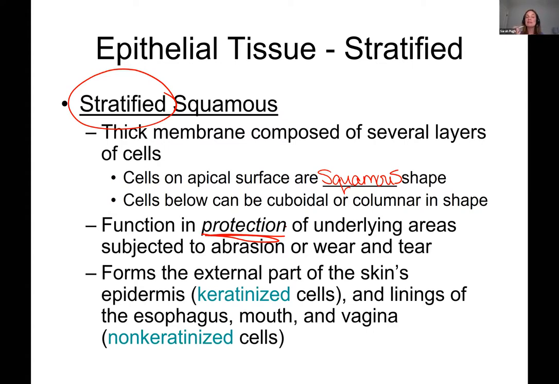And so it is so important. You know, we eat hot food. We eat food that can really abrade the lining of our mouth. So we have to have a stratified epithelial tissue in our mouth. And then same thing with the vagina, right? We have to have protection from wear and tear, protection from abrasion.